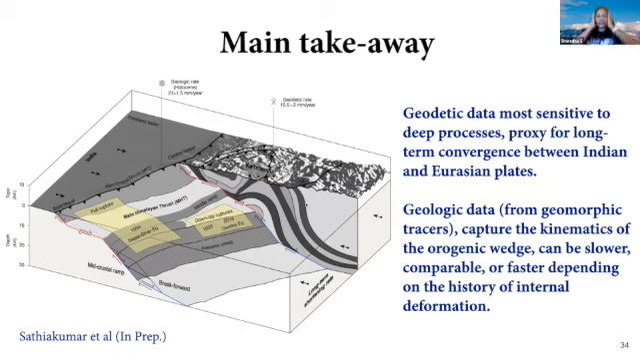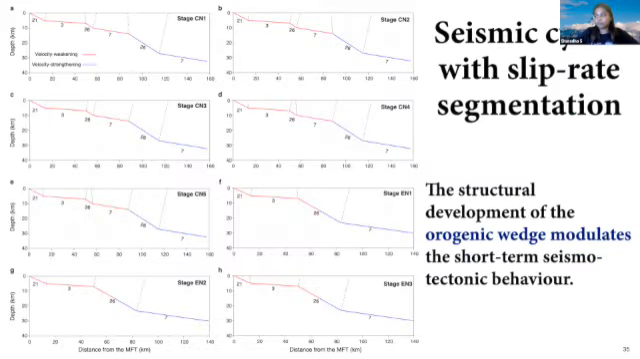So the main takeaway is that space geodesy, that is most sensitive to deep processes, provides a proxy for long-term convergence between the two tectonic plates, whereas measurements that are sensitive to local deformations, such as these geomorphic traces on the surface, capture the kinematics of the orogenic wedge, which can be slower, comparable, or faster depending on the history of deformation.